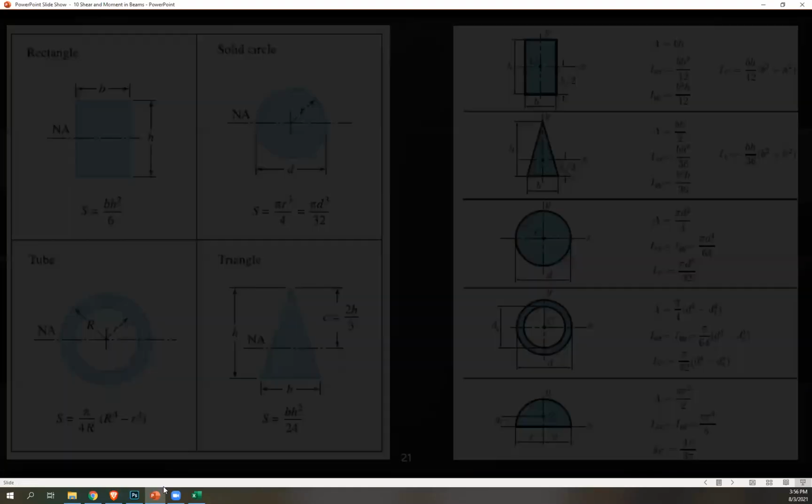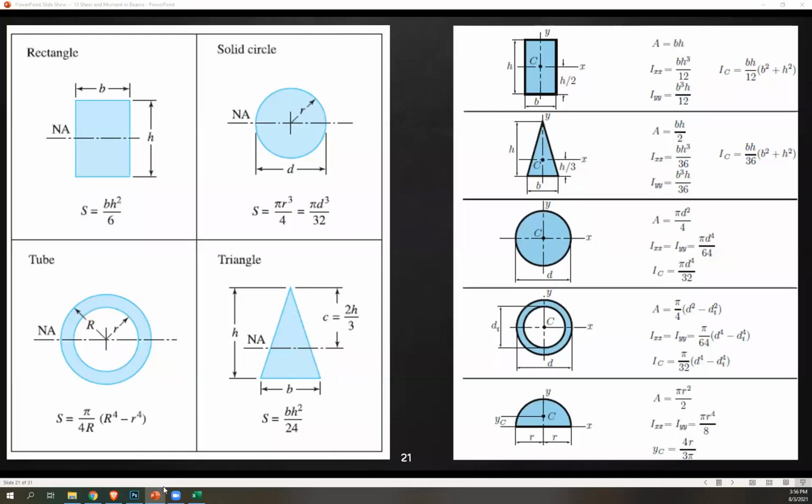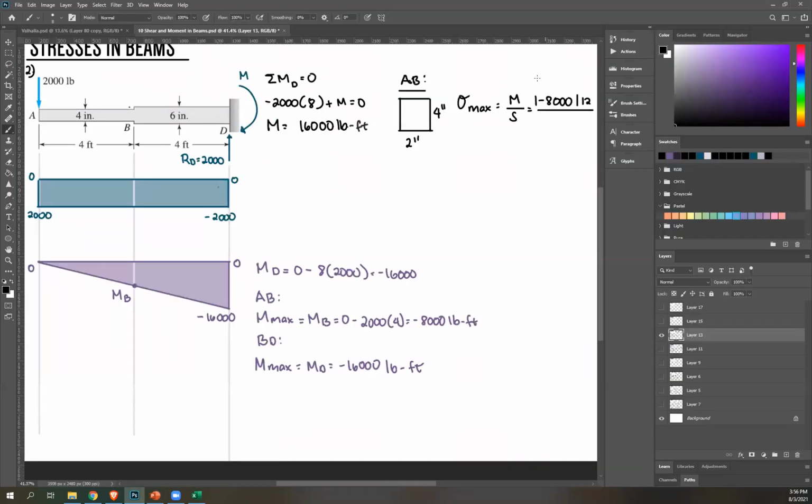Section modulus of a rectangle is given in our table. It's just BH squared over 6, so let's copy that. BH squared over 6. Base is 2, height is 4. Please solve. What's the answer?